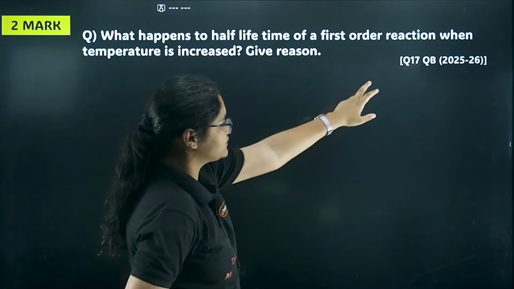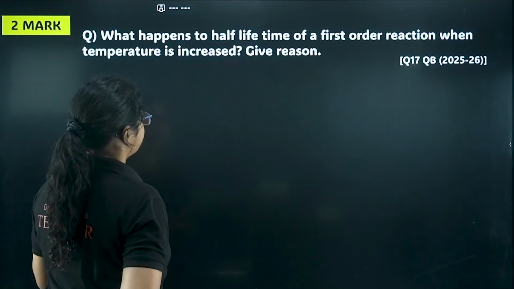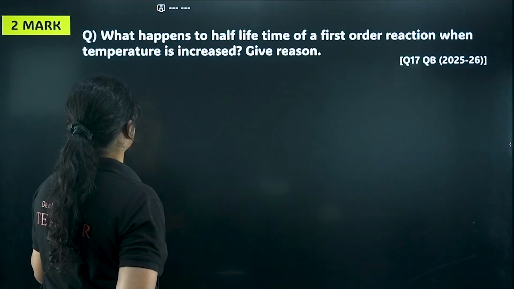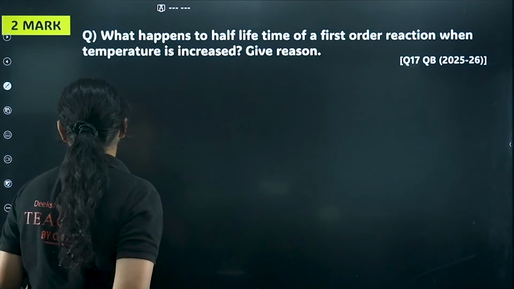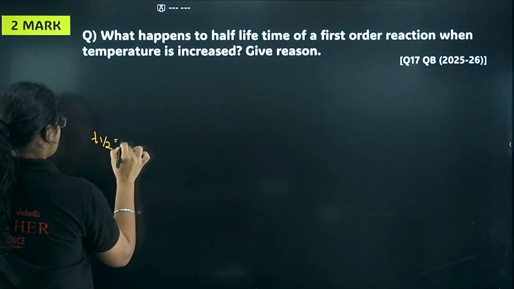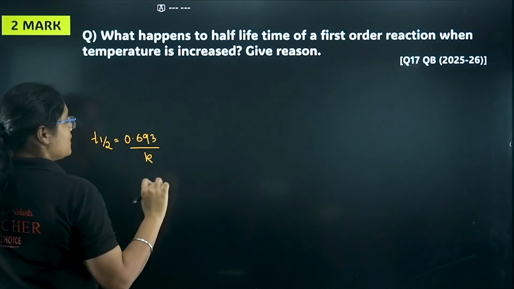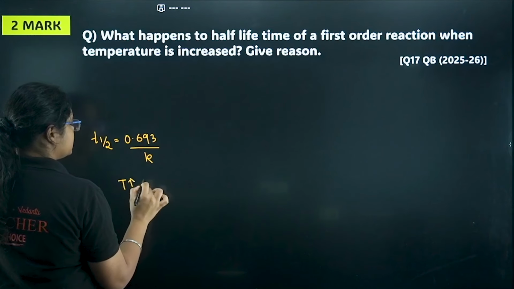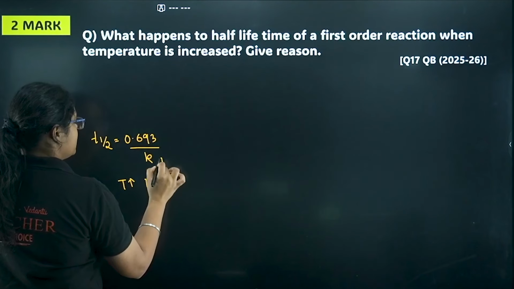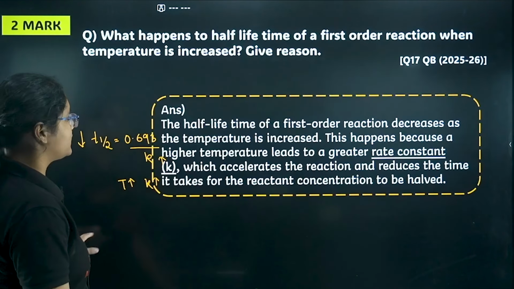Give reason. This is question number 17 from the question bank. What happens to the half-life when the temperature is increased? Now see, what is the formula of T half? First, let's understand. The T half formula is 0.693 by K, right? When temperature increases, the K value increases. If the K value increases, then the T half value will decrease, right? So that is the reaction.